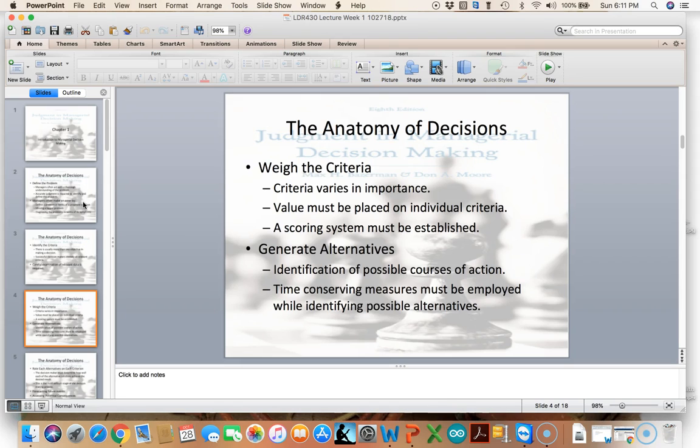We want to generate alternatives: identification of possible courses of action. Time-conserving measures must be employed while identifying possible alternatives. This could be a time-sensitive problem that costs us financially as well as politically.